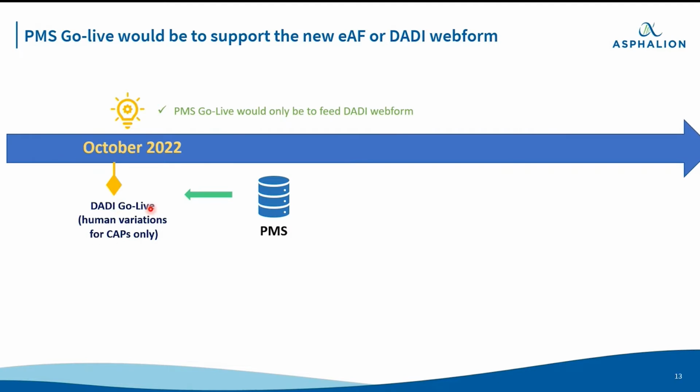human variation activities. But there wouldn't be any submissions for enrichment or corrections available yet to be done to PMS. And as well, there wouldn't be any feedback loop to feed information from that DADI Web Form for the variations into PMS.